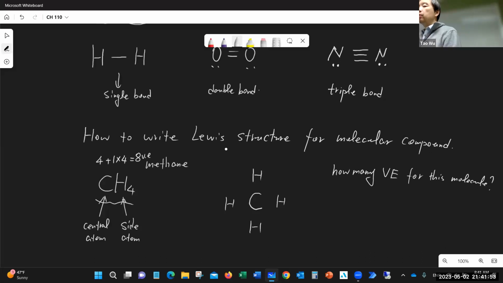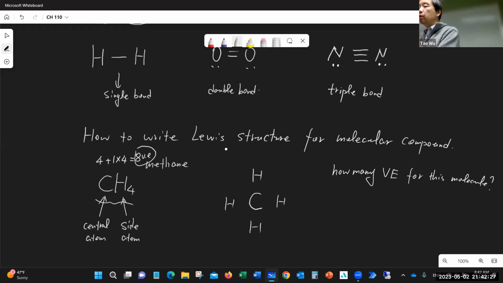So if we have 8 valence electrons, in other words, we are going to have 8 dots surrounding this molecule. We can only assign 8 dots, not 10, not 6, but only 8. Is there any rule for assigning the 8 dots? Yes, of course. Before we assign the dots, we need to make sure of something.